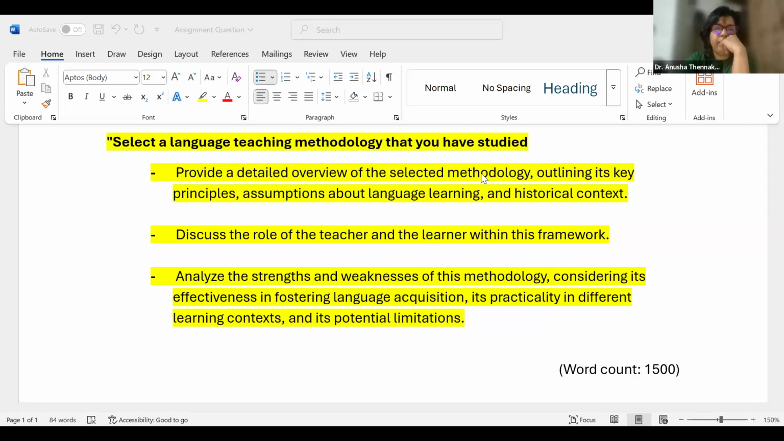Madam, is it necessary to add examples also? Yes, better. Pictures? No, don't put pictures. It's not necessary. Because when you include pictures, it deviates from that academic quality.